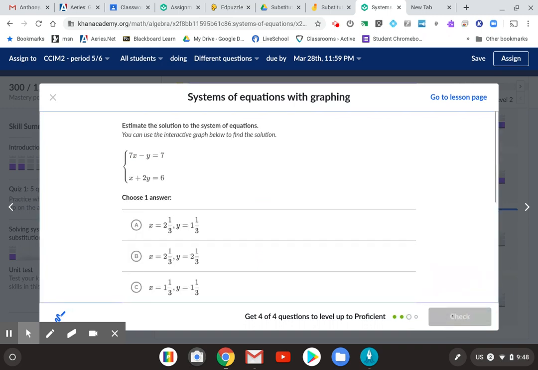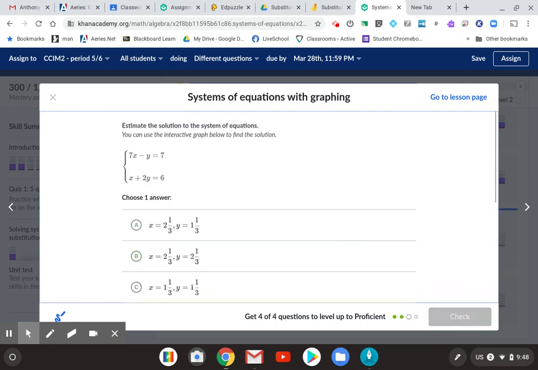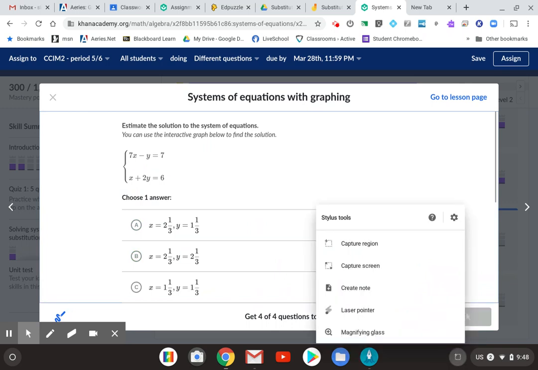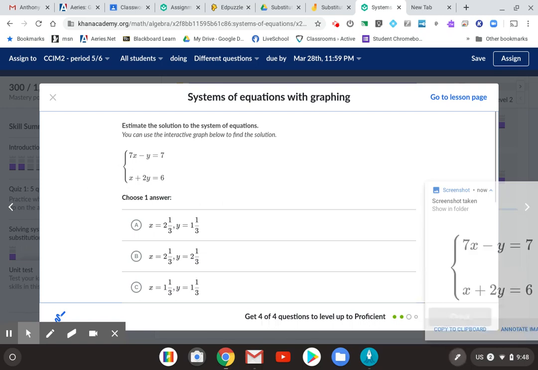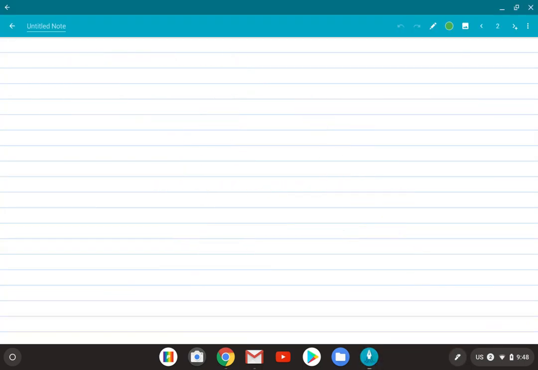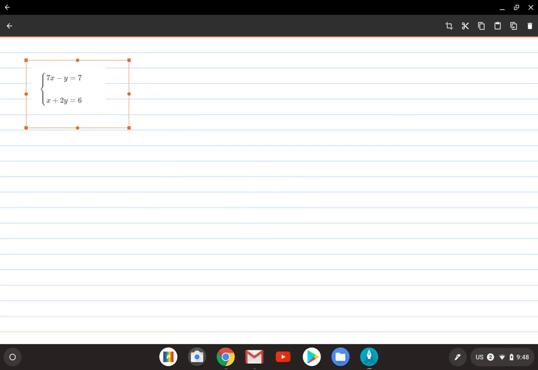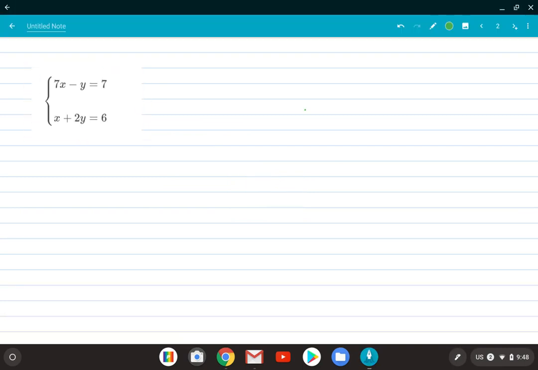Okay, now again. We are going to graph them. So I'm going to capture this, and we're going to put it onto a new page. Okay, Control V. Move this over. We can even make it bigger if we need to. We're going to do the exact same thing again.